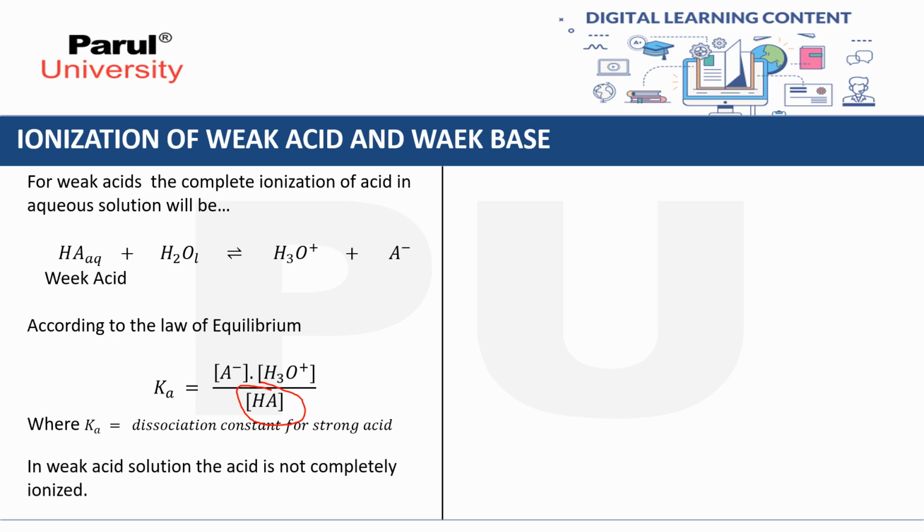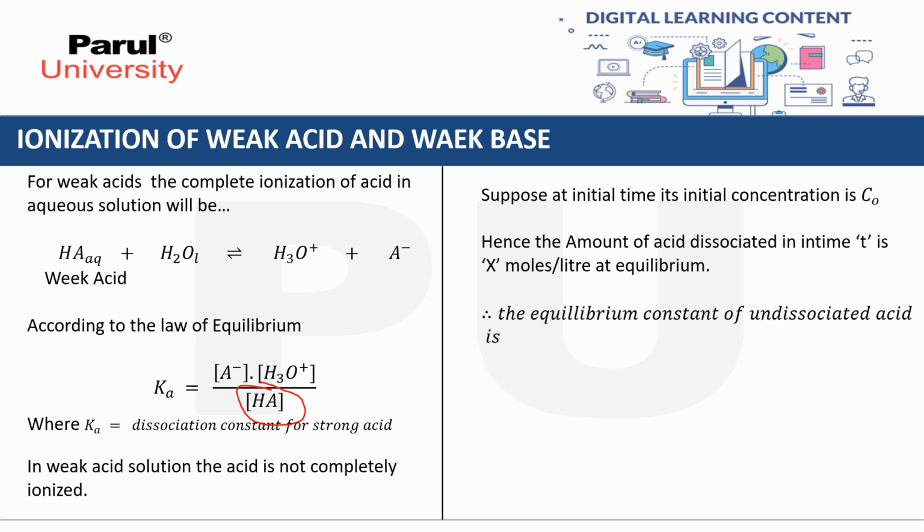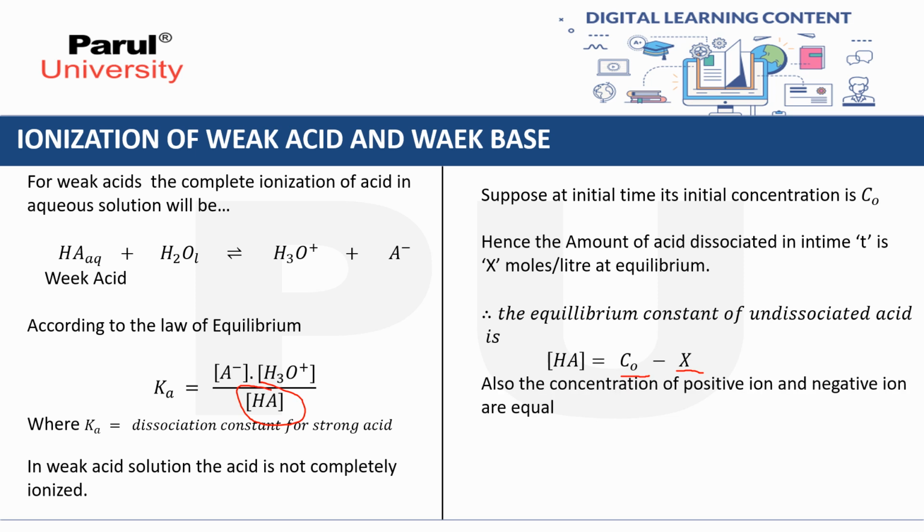In weak acid solution, the acid is not completely ionized. Suppose that at initial time its initial concentration is C0. Hence, the amount of acid dissociated in time t is x moles per liter at equilibrium. Therefore, the concentration of HA, that is the weak acid, is equal to the initial concentration minus the number of moles dissociated. Also, the concentrations of the positive ion and the negative ion are equal.